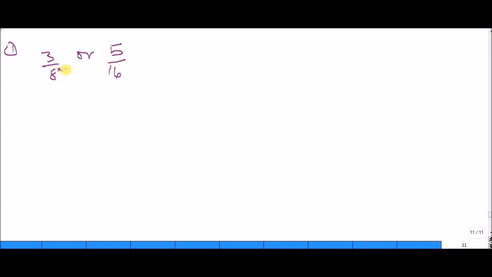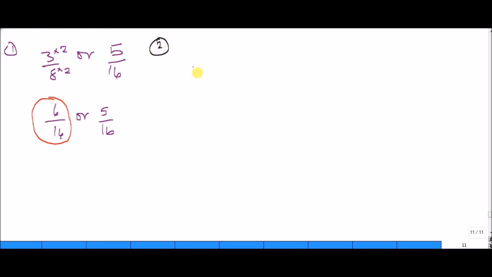So we would need to multiply by 2 in order to get this to be 16 too, and we multiply the numerator by 2 also. So this would now be what? 3 times 2, 6 over 16, or 5 over 16, which is larger. 6 over 16 is larger. Okay, so we move to number 2.